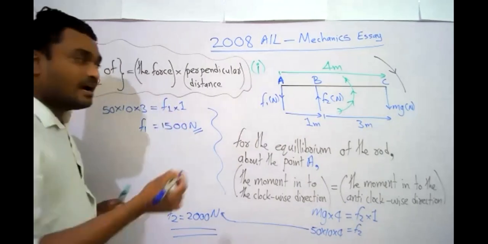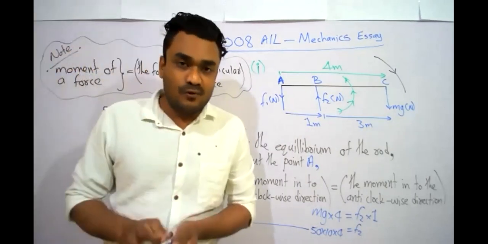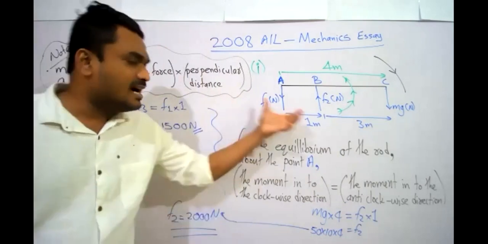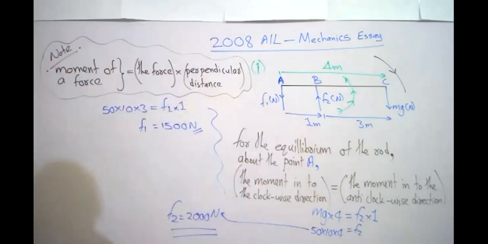That's it. So we have found F1 and F2 forces. Can somebody tell me how to check whether the answers are correct or wrong? Is there a method to find whether the F1 and F2 answers are correct? F1 is 1500 Newton, F2 is 2000 Newton. Anybody? A math student? F2 equals sum of F1 and mg.